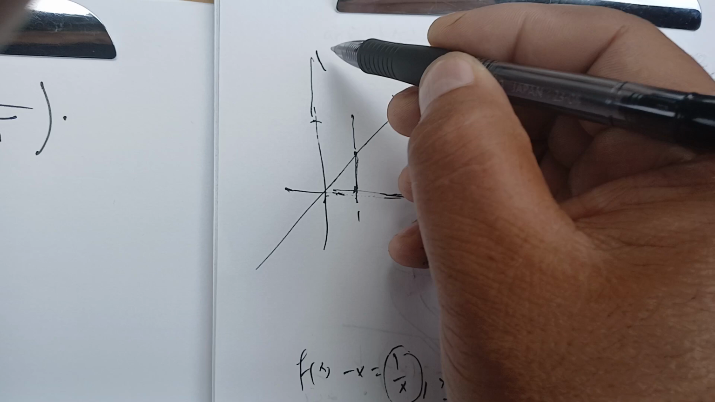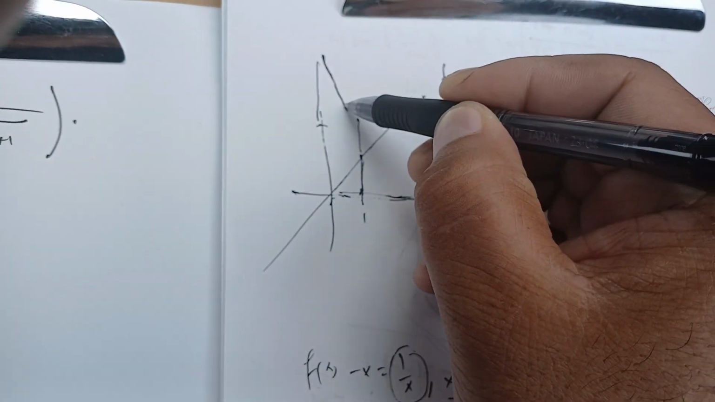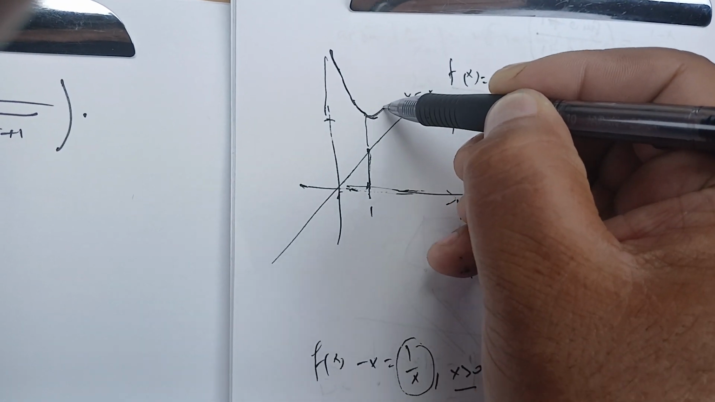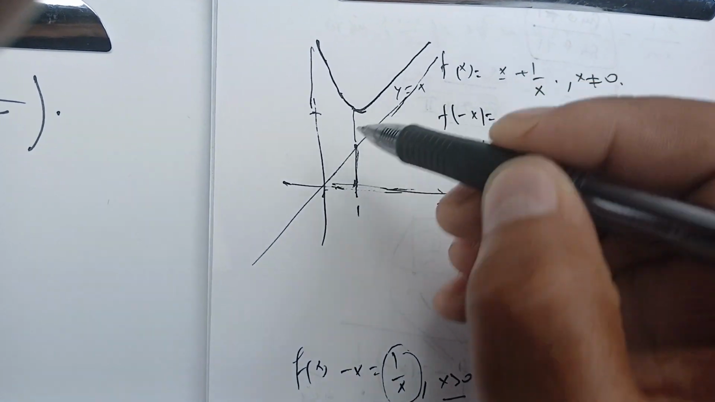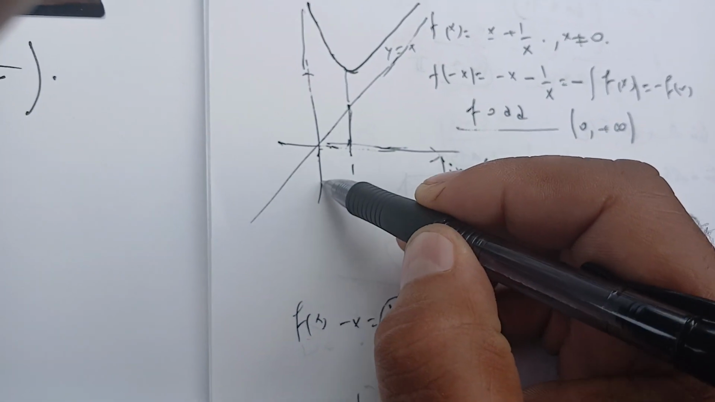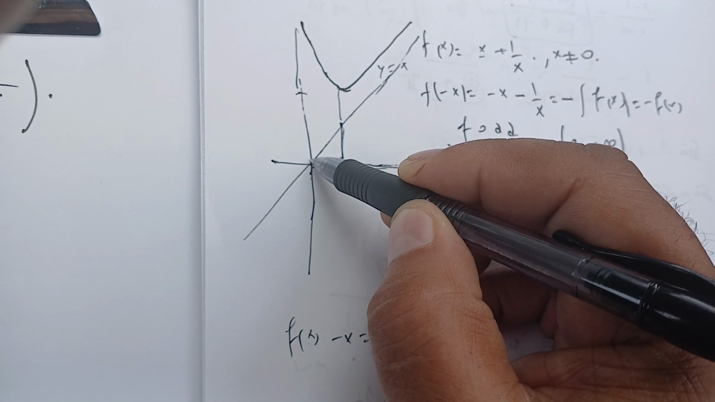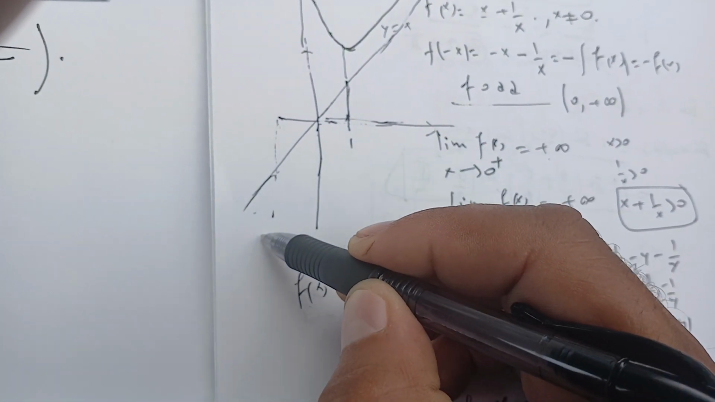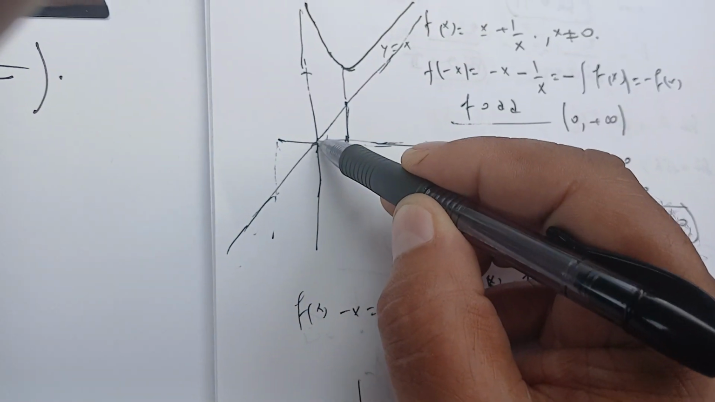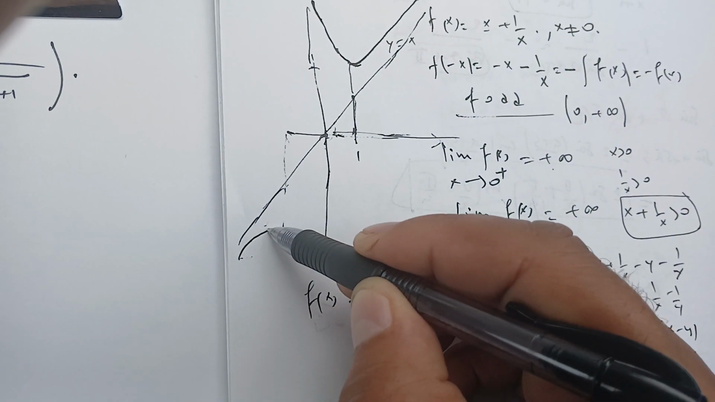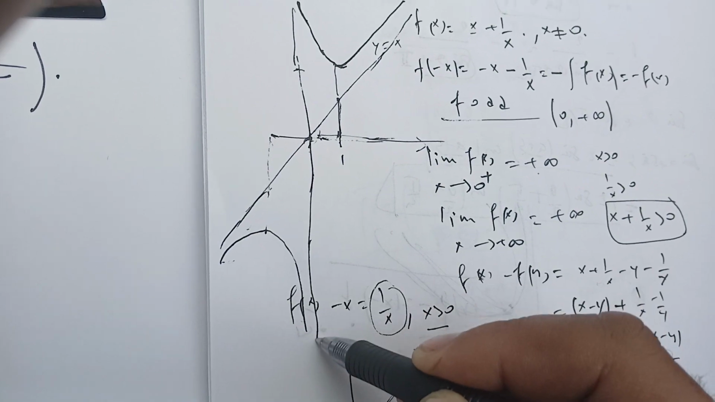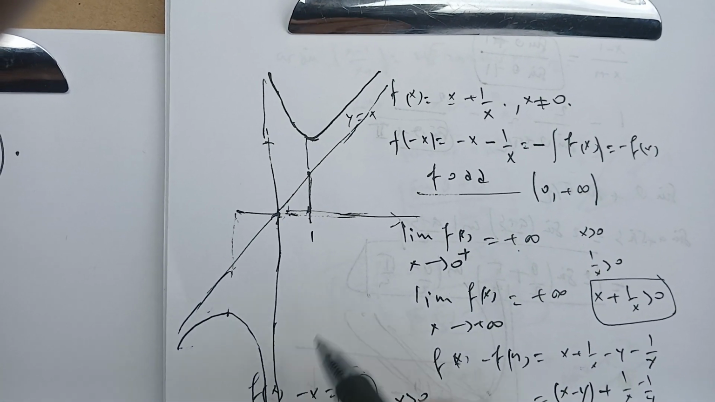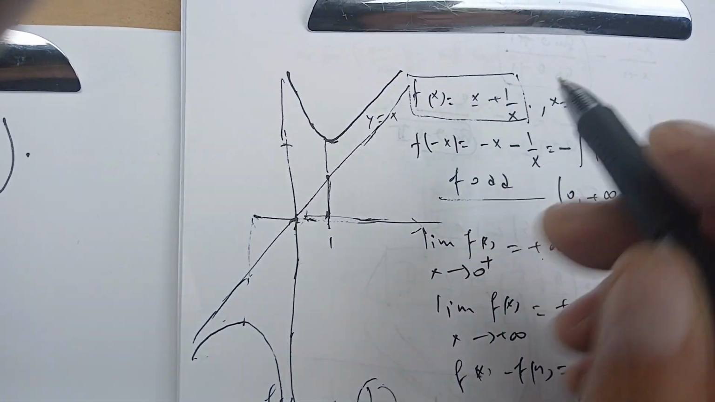So it's decreasing and coming to 2. And after that, it's going to increase. It's here, it's going to increase. Okay, so this is a rough sketch. Another thing is that since it's odd, we take it symmetric with respect to the origin. So therefore we have our graph. So this is the graph of this function.